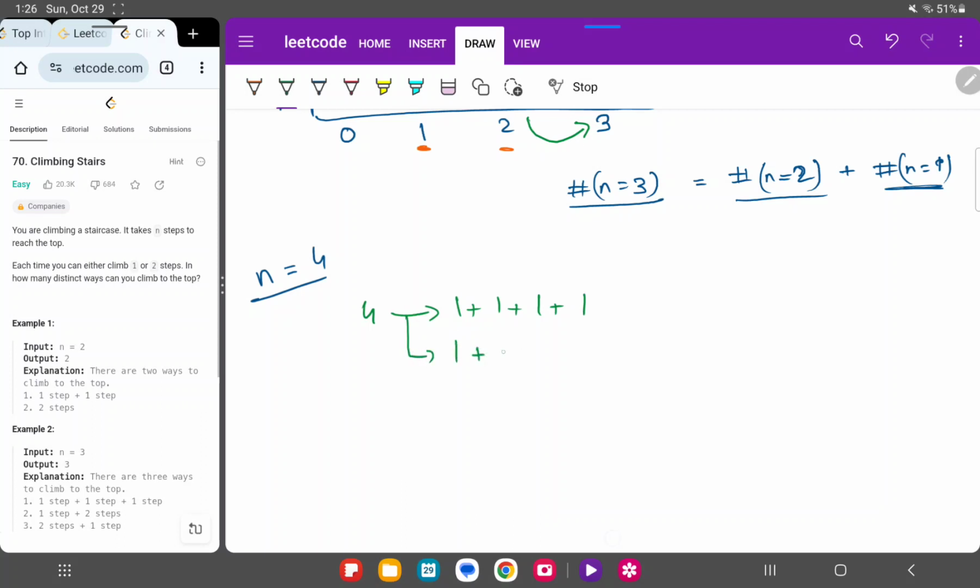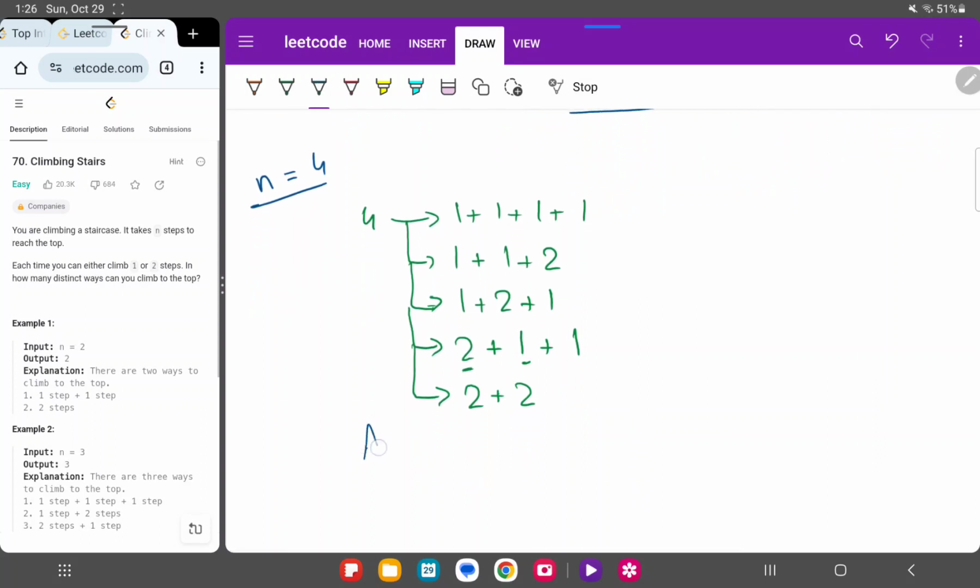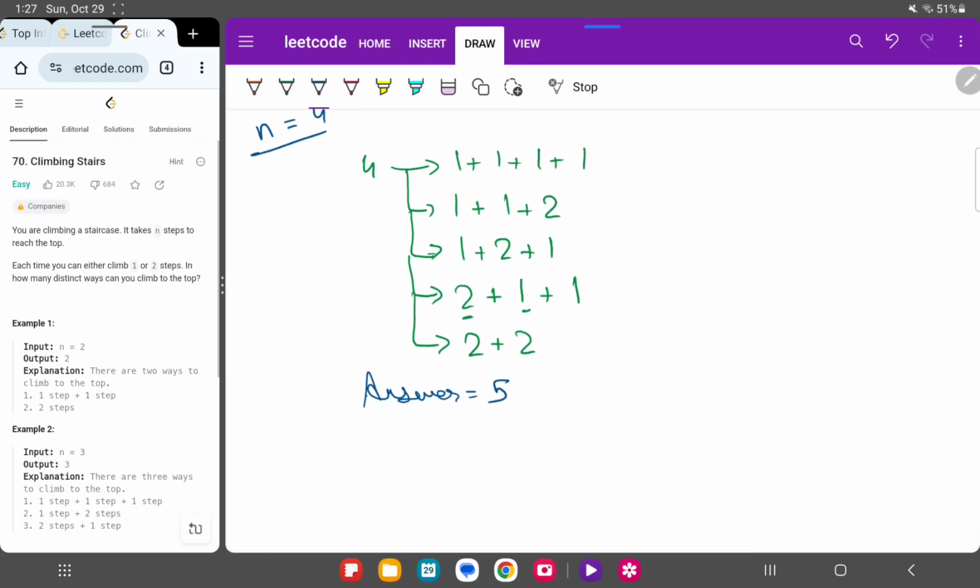The other way is take one step, then another step, then take 2 steps. The other case is take one step, then take 2 steps, then take 1 step. The other scenario is 1 step, 1 step, 2 steps, then 1 step, 1 step. The final scenario being 2 steps and then 2 steps. So in this case, the answer is 5. There are 5 ways to get to 4 staircases.